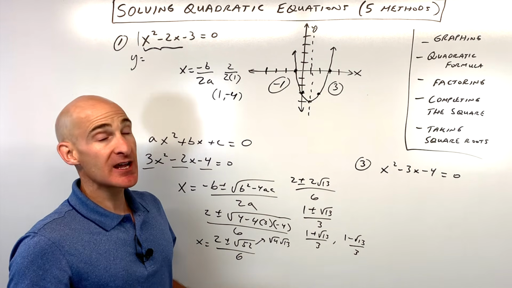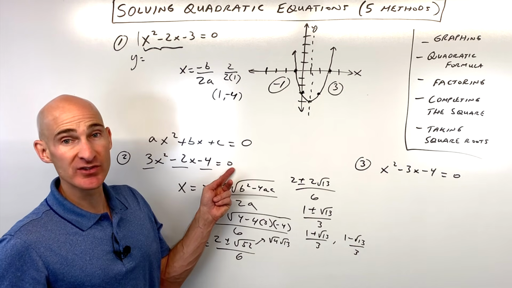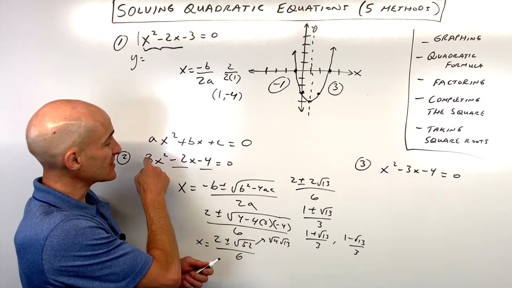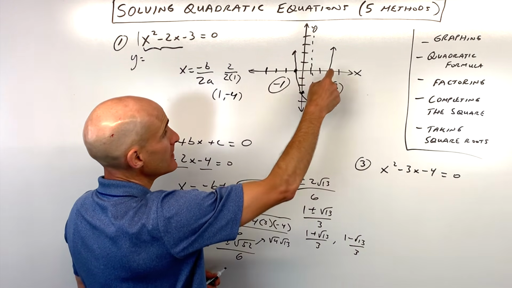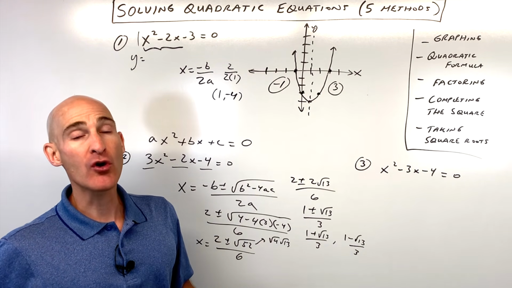And again, all this is telling us is that if we put this value back in for x, that's going to equal 0. Or if we were to graph this quadratic, these are the values on the x-axis where the parabola would cross.